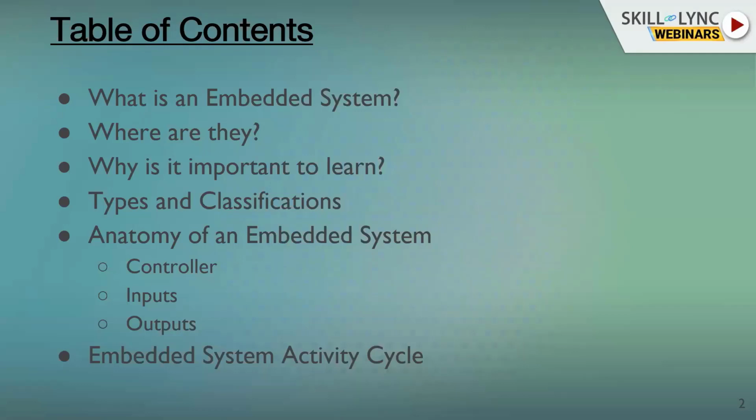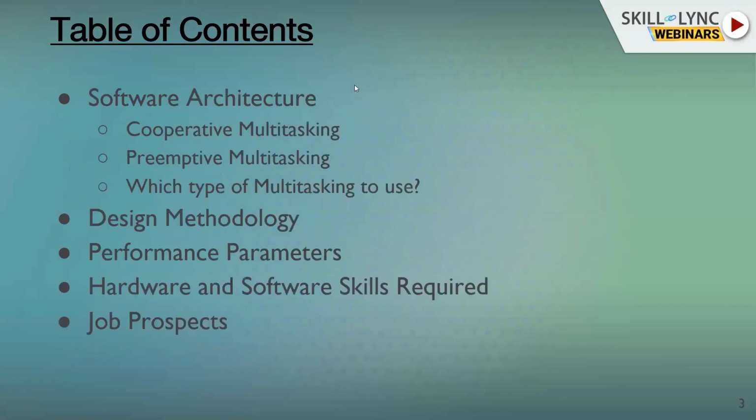We also go over typically used types of multitasking which we use. Then we'll do a small case study on a particular product. And then we'll go over some performance parameters that we usually look at when we are evaluating some design decisions and sometimes, the actual market value of these products.